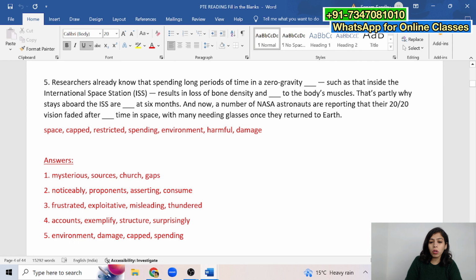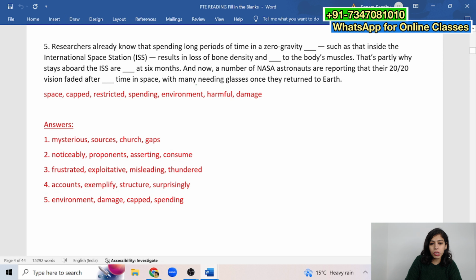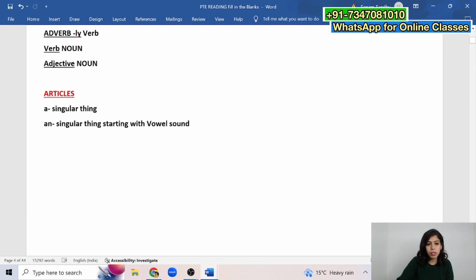If you do not know what collocations are, you are going to get stuck somewhere or the other. You will face problems in one part or the other. So please focus on collocations. Now what are collocations? Try to understand. Collocations are basically the words which are often used together. For example, we'll use some adverb with verb. Okay, so collocation. I'll also give you an example on the basis of this.